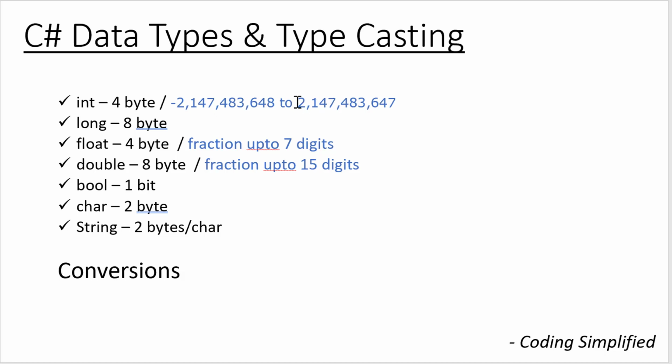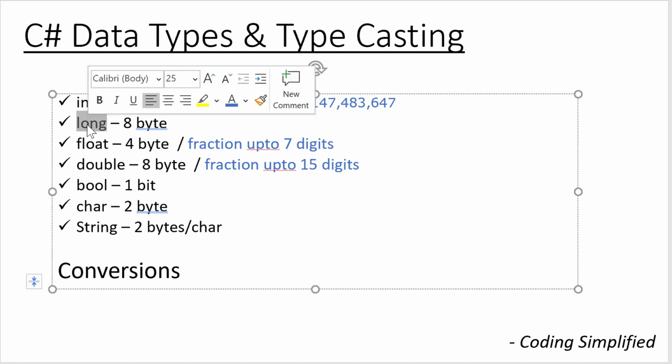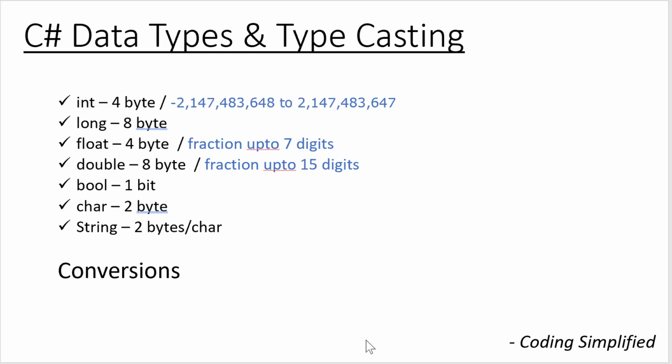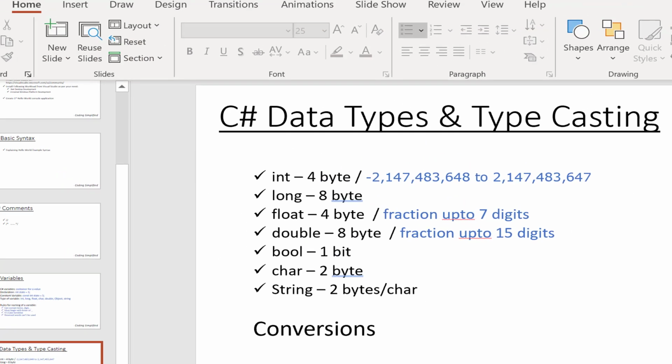So if your value is between these values, I will choose the int variable. But if your value is more than this, how will we store that? For that we have the long variable. A long variable can maintain 64 bits, which is a very huge number. So if we have a very large integer, we can store it in a long variable. Let me show you directly.